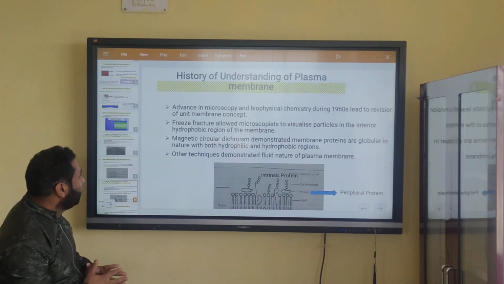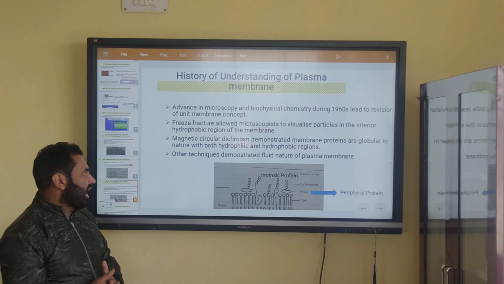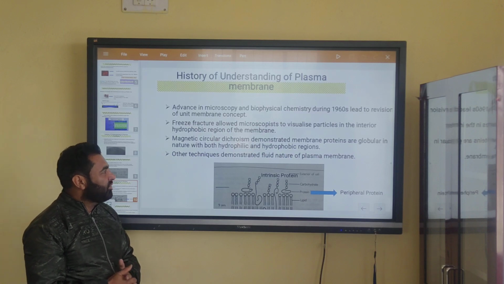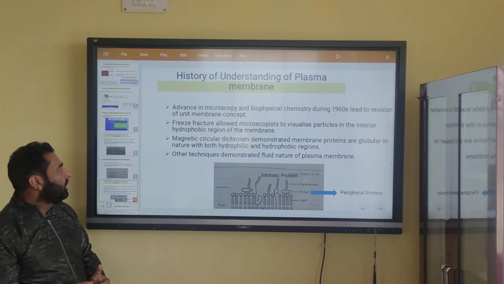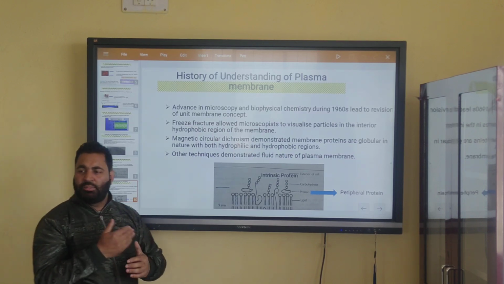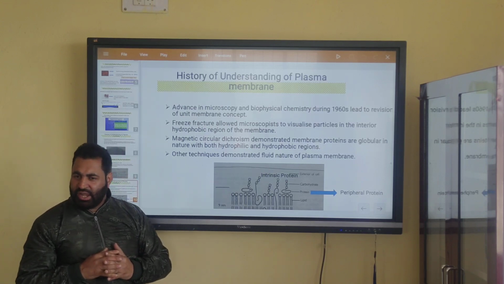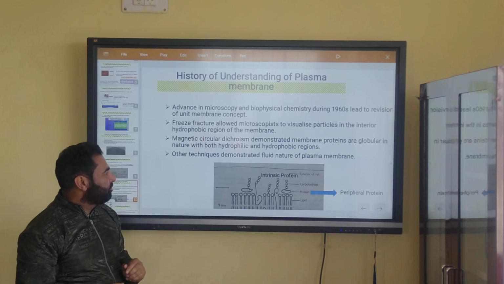Then there was advance in microscopy, and different biophysical techniques were discovered. That led to the revision of this unit membrane concept. Okay. What were different techniques, like freeze fracture techniques?